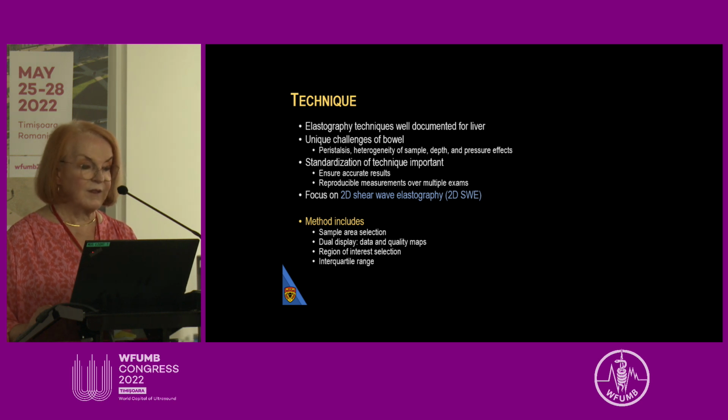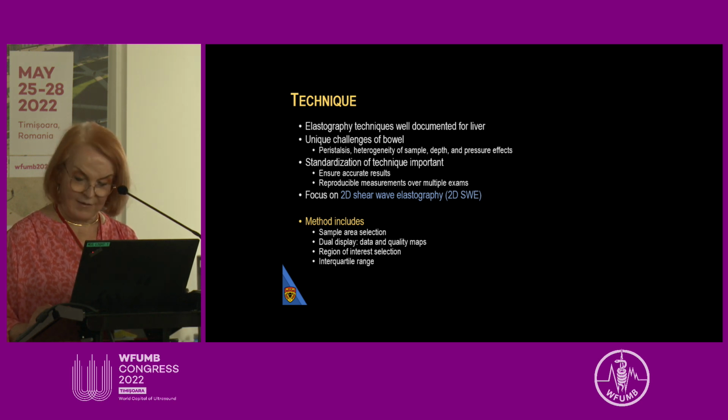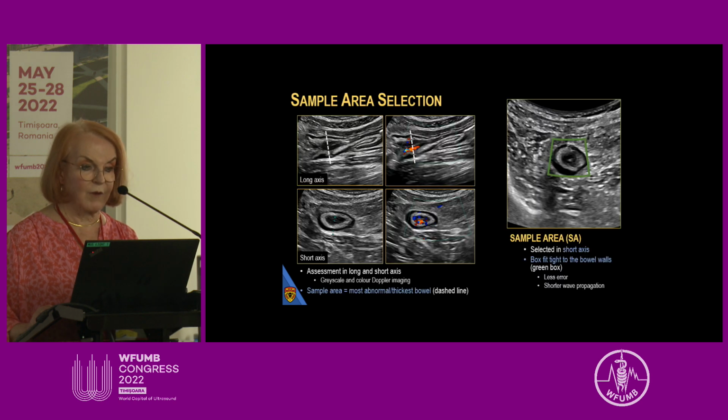So the method includes a sample area selection and a dual display. We always show both our elastogram and our quality measure. We select a region of interest, and then we always look for the interquartile range. Here's a loop of bowel that does not have significant thickening, but you can see that when we look at the bowel in long axis and in short axis, we place our sample area selection at the thickest point or the most suspicious point in long axis and in short axis.